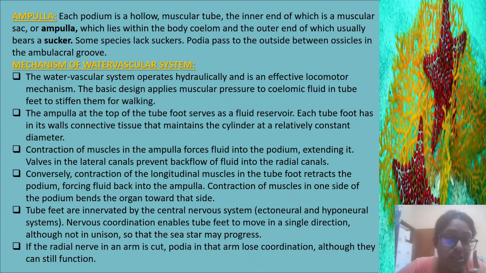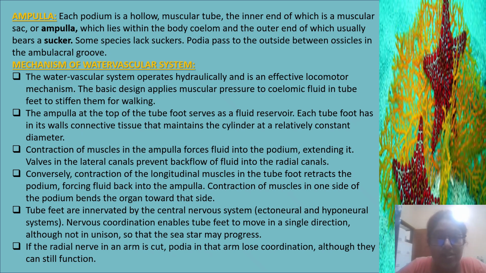Next, ampulla. Each podium is a hollow muscular tube, the inner end of which is a muscular sac or ampulla which lies within the body coelom, and the outer end of which usually bears a sucker. Some species lack suckers. Podia pass to the outside between ossicles in the ambulacral groove. Next, mechanism of the water vascular system.